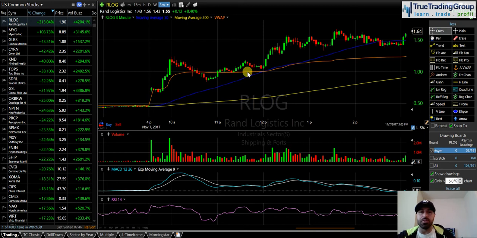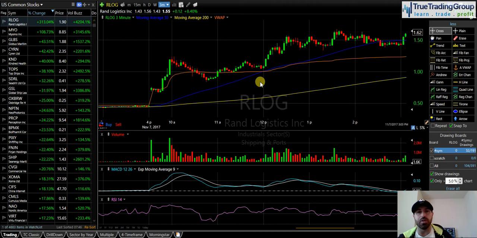So let me get right to it and explain to you the VWAP. This orange line you see on my screen is the VWAP for RLOG. Okay. Now, the VWAP is not always going to be support or resistance. Sometimes a stock will just trade right through it. Okay. But what I like to do, what I like to use VWAP is in conjunction with some other major area of support or resistance.